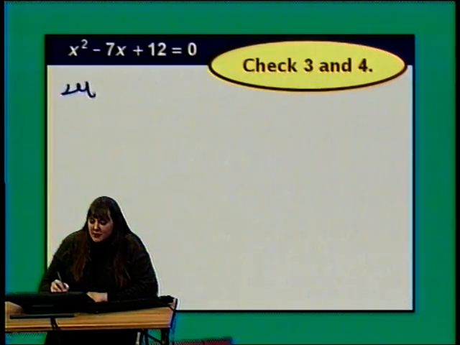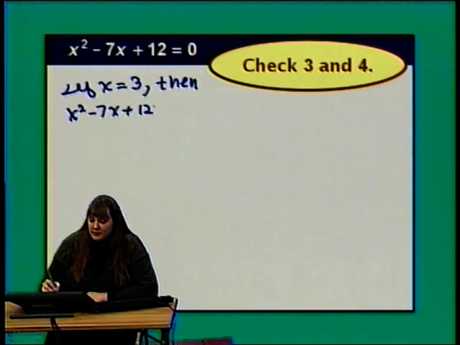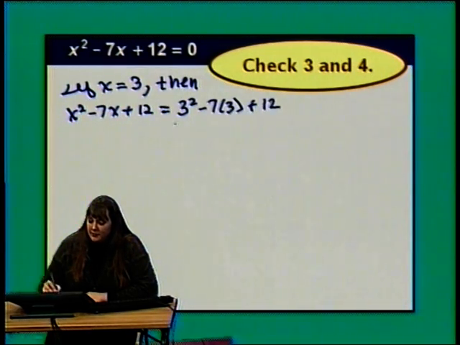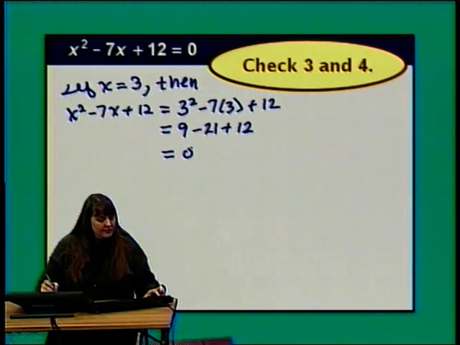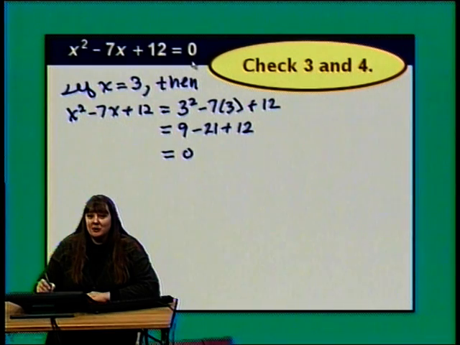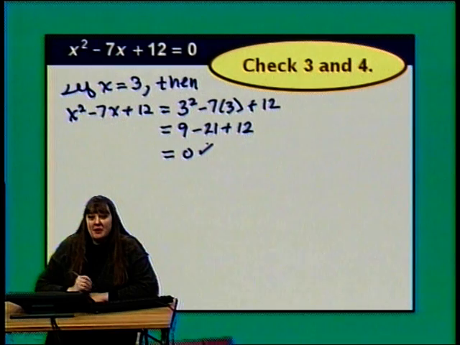So if x equals 3, then x squared minus 7x plus 12 is 3 squared minus 7 times 3 plus 12. That's 9 minus 21 plus 12. 9 plus 12 is 21. 21 minus 21 is 0. That's what I wanted here. x squared minus 7x plus 12 to equal 0. So my first solution checks.